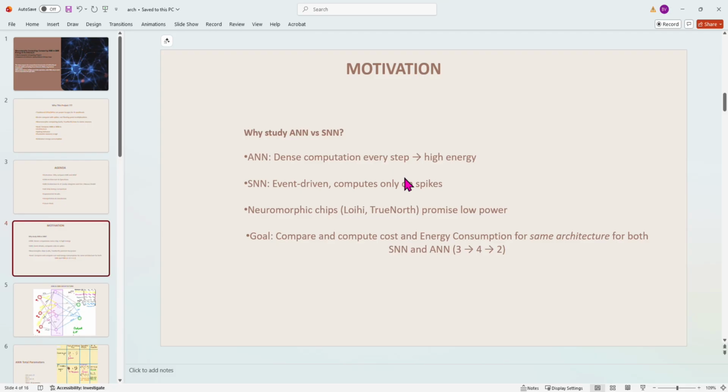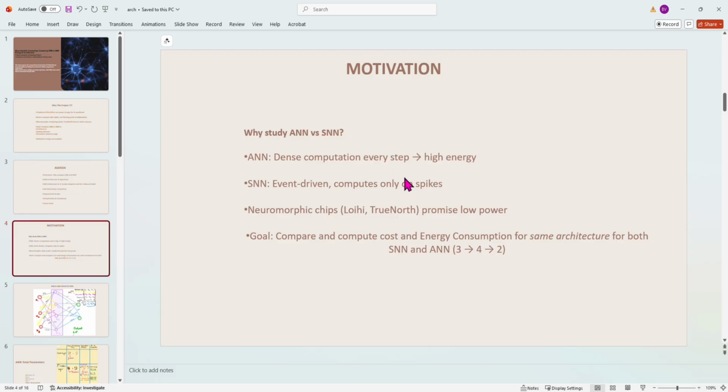Spiking neural networks, or SNNs, behave very differently. They are very event driven. Neurons only compute when they receive a spike and when they cross a certain threshold. This means no spike means no computation. What I meant to say was, if there is no spike, there's not going to be any computation, which makes them naturally energy efficient.